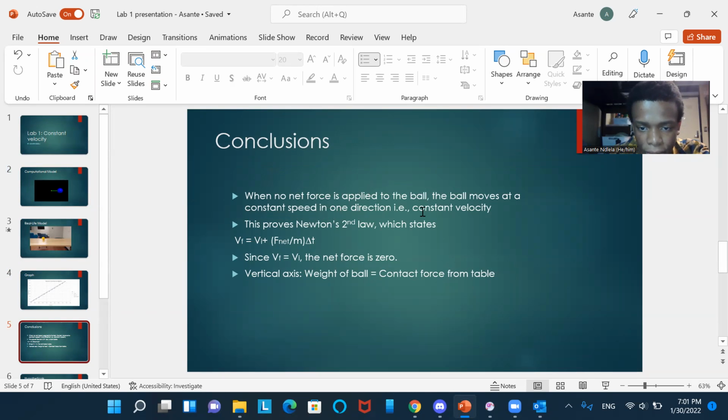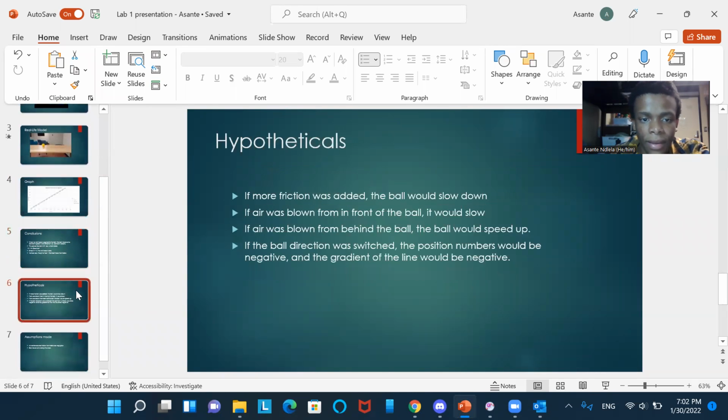Conclusions to be drawn from this: when no net force is applied, the ball moves at a constant speed in one direction, i.e. constant velocity. This proves Newton's second law, which states that the final velocity is equal to the initial velocity plus the net force divided by the mass multiplied by the time interval delta t. Since the final velocity is equal to the initial velocity, the net force is zero, so the velocity is constant. And along the vertical axis, the weight of the ball is equal to the contact force on the table. Overall, there's no net force acting on the ball.